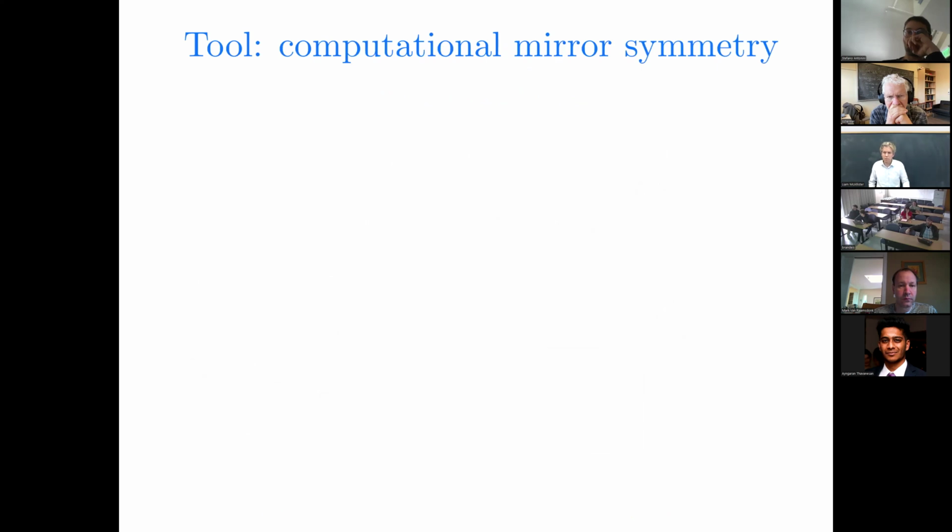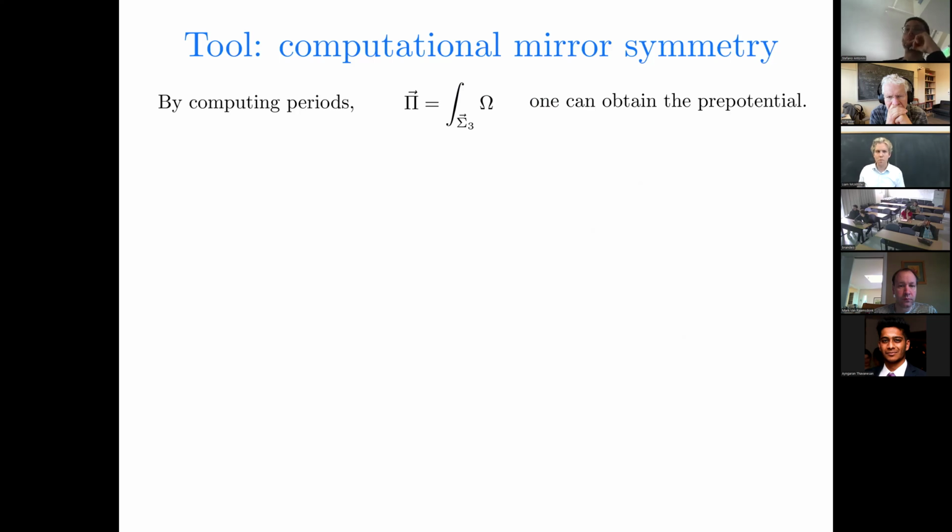The basic tech that we needed is the ability to do mirror symmetry in practice. Mirror symmetry was laid out a long time ago. The basic story is that if you can compute the periods, the integrals of the 3-0 form, then you can obtain the prepotential. And from the prepotential, you'll know everything you need about the N=2 theory.